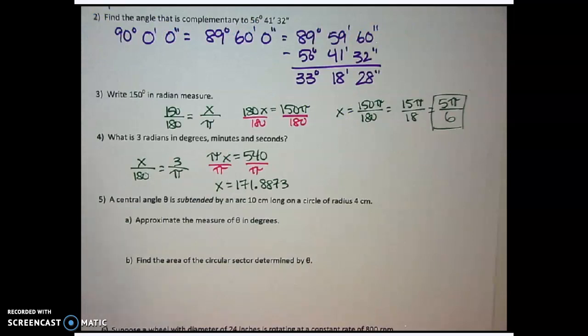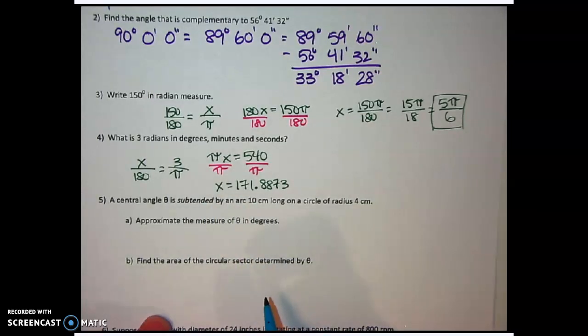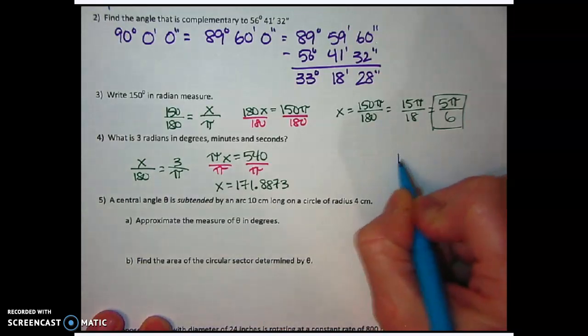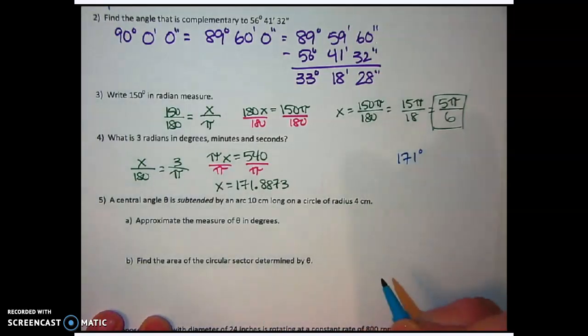For that first one, when we simplify after we cross multiply and divide by 180, we get that x is 5 pi over 6. Whenever you're changing into radian measure, please make sure you keep it in terms of pi, because that's going to be an exact answer. The second one, we're going to get x equals 171.8873 degrees. So we know that we've got 171 full degrees.